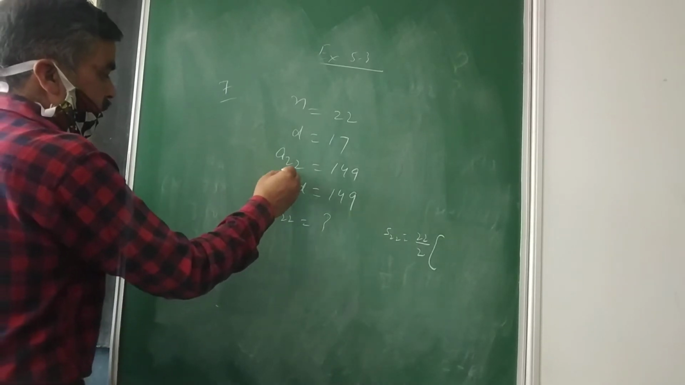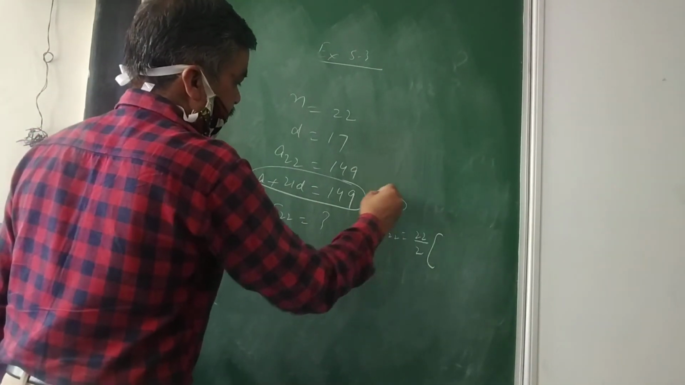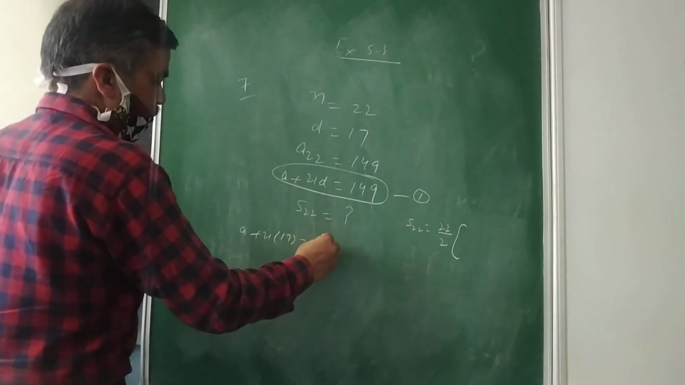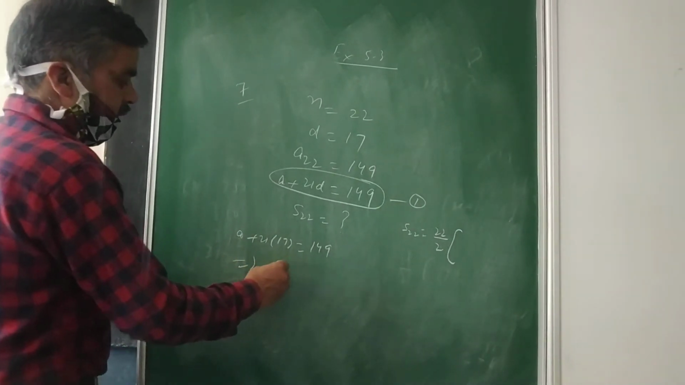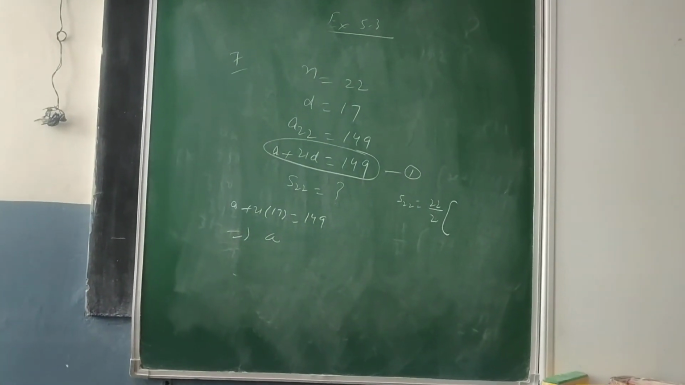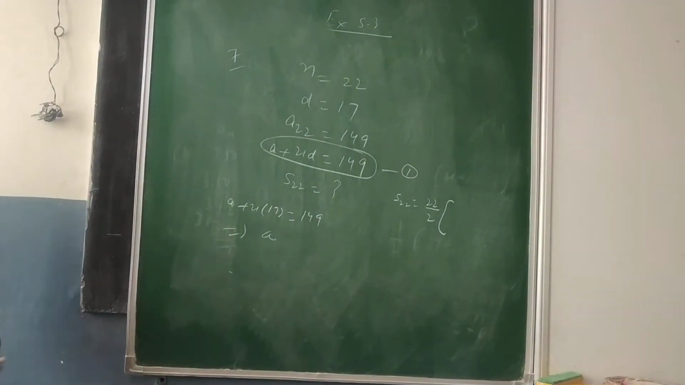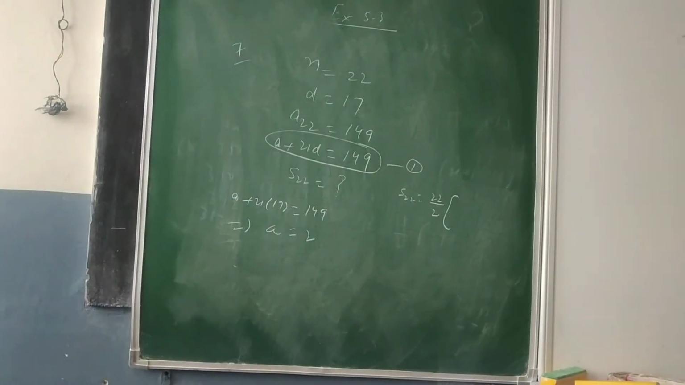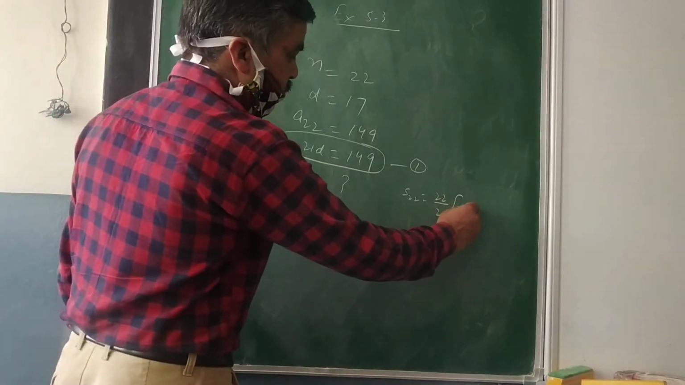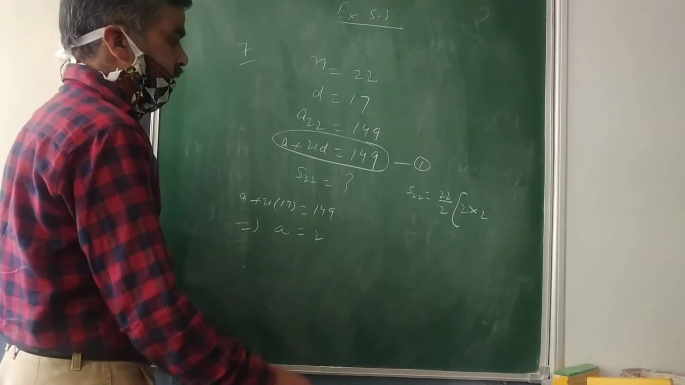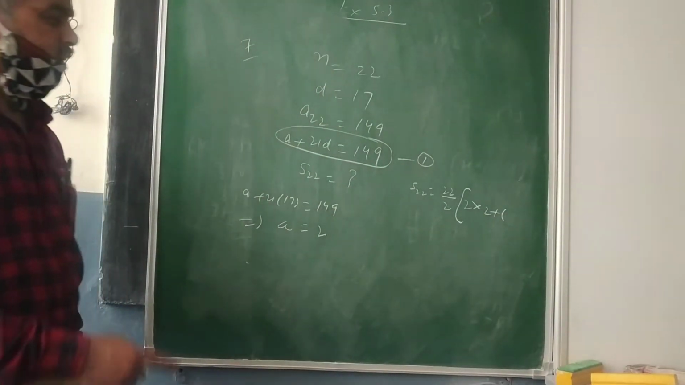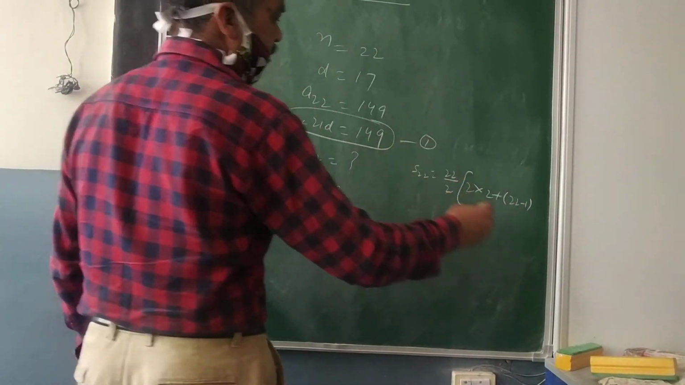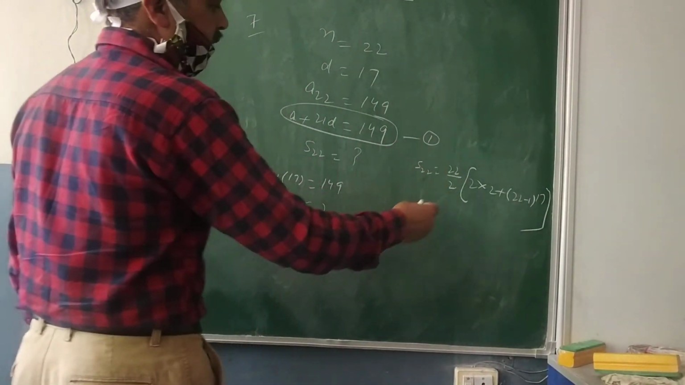A plus 21d is equal to 149, equation 1. You can substitute d here to get the value of a. So in this equation 1, if you put a plus 21 into 17 is equal to 149, from here you can calculate the value of a. So that a you will be getting is equal to 2. Please check the calculation. So if a is equal to 2, then S22 is 22 upon 2 into 2 into 2 plus n minus 1, that is 22 minus 1, into d, which is 17.